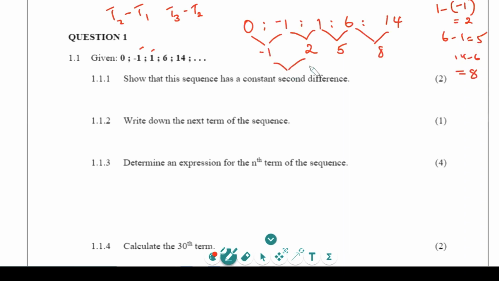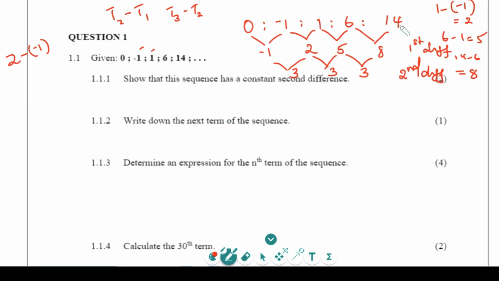So still, we subtract the first difference from the second, and then the second from the third, something like that. So it's going to be 2 minus -1, which gives us a 3. And then if we have 5 minus 2, that's a 3. And then 8 minus 5, that is also 3. So the whole of this is the first difference, and then the 3's will represent our second differences. Okay. Then 1.1.2, they're telling us to write down the next term within the sequence.